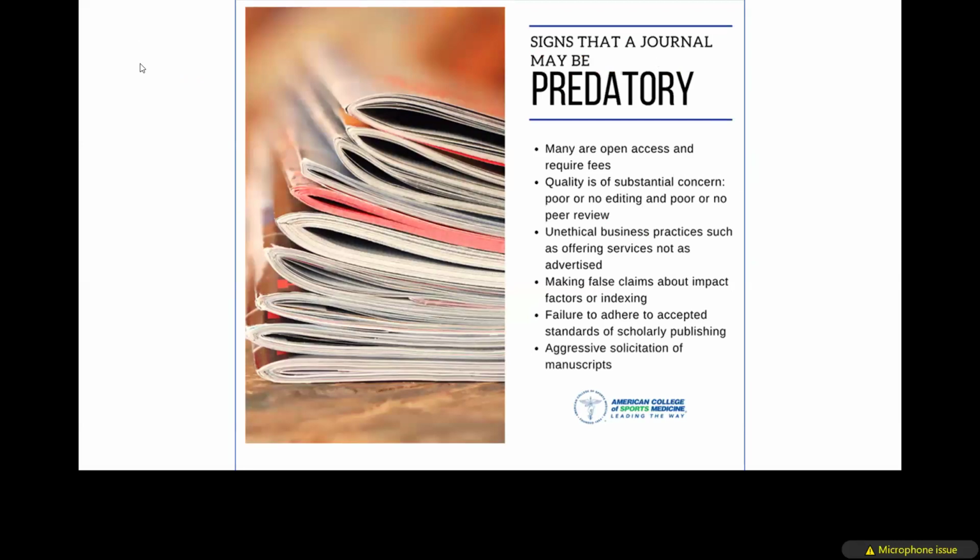Now there are certain indications that a journal can be predatory, right? Many are open access journals and they require fees. They don't have proof of editing or peer review. They have unethical business practices. They make false claims about impact factors. They fail to adhere to accepted standards of scholarly publication, and they aggressively solicit manuscripts.